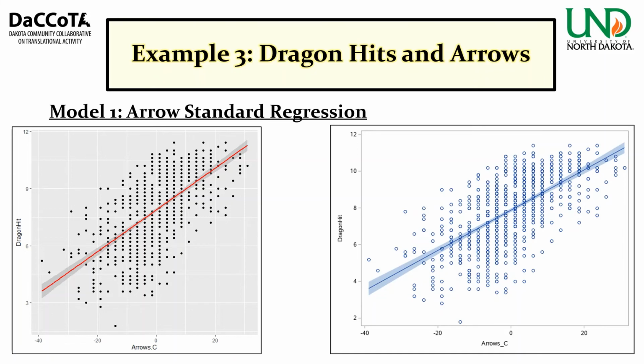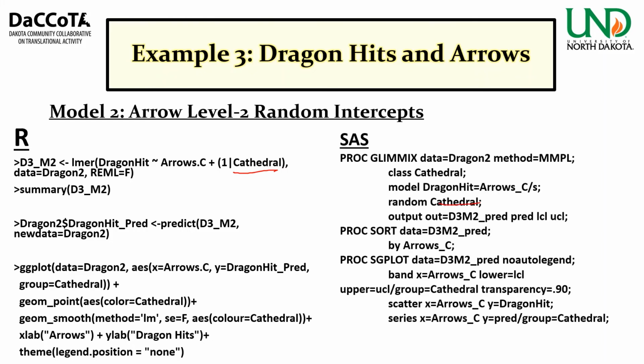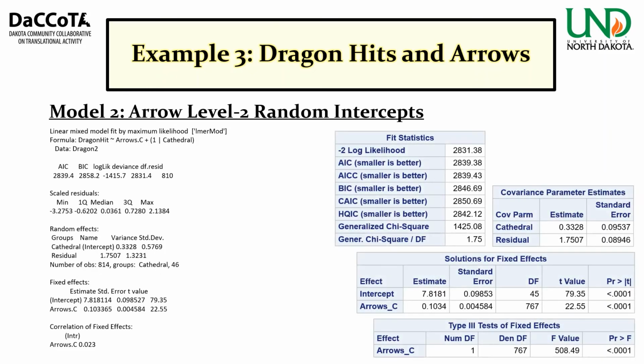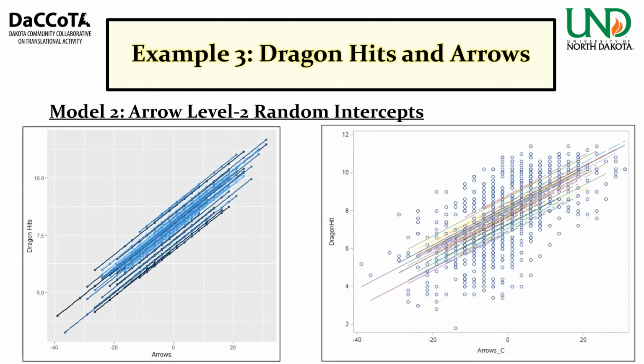So in model 2, I add cathedral as a random effect here. And it's still significant. Can't see it here, but significant over here. A nice chi-square degree of fit in the SAS, though only a fraction of variance is explained by cathedrals compared to residual. And we can kind of see that, yeah, the relations between arrows and dragons didn't vary too much between cathedrals.